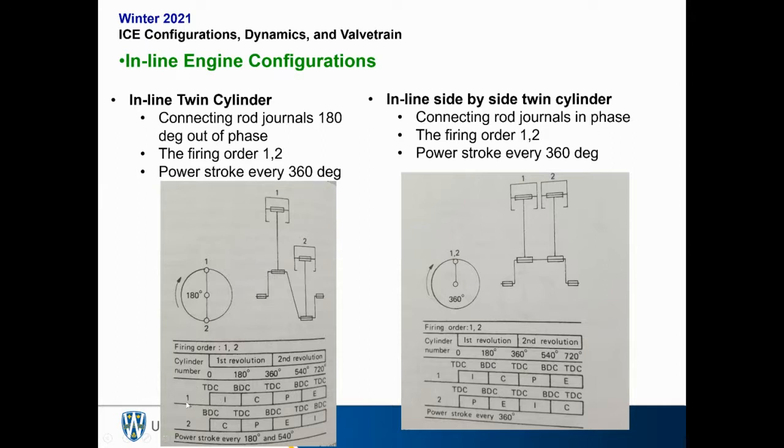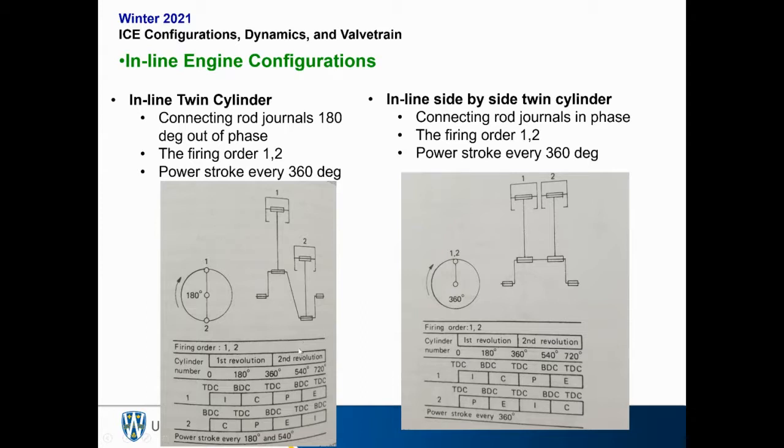If we start at top dead center of cylinder number 1, we then have intake, compression, power, exhaust. While the first cylinder is doing intake, the second one is doing compression. While the first one's doing compression, the second one's doing power. First one doing power, second one doing exhaust. First one doing exhaust, second one doing power. So you should be comfortable with, if you're asked to reproduce one of these diagrams, given the engine configuration and the number of cylinders, creating or filling in the blanks on one of these charts.